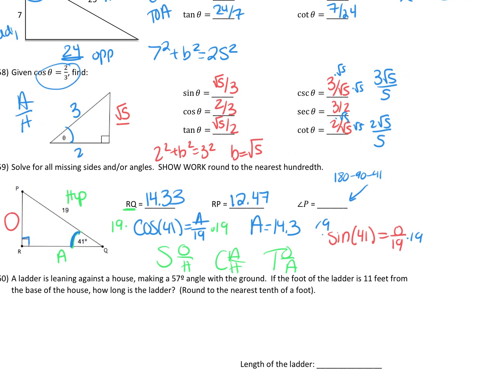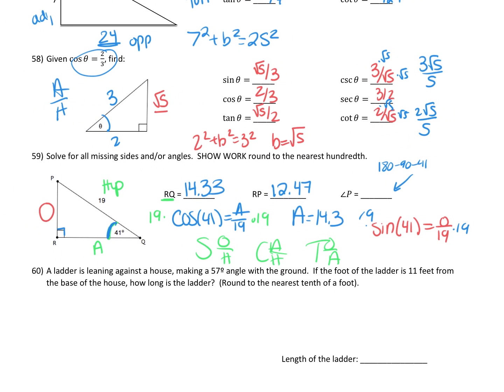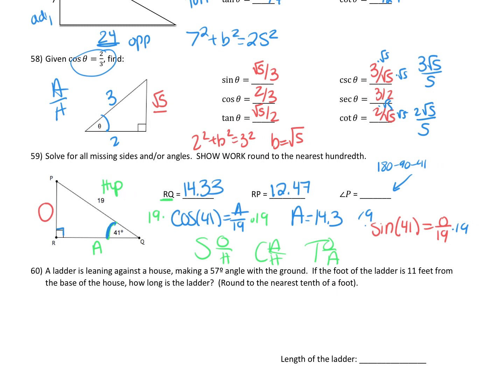I could have also done inverse trig, and I could have used one of my angles. So to find this angle, let's say I call this my opposite over my hypotenuse. So I could have done sine inverse of RQ, which is 14.33 over 19. Either way, we would have gotten right about 49 degrees.